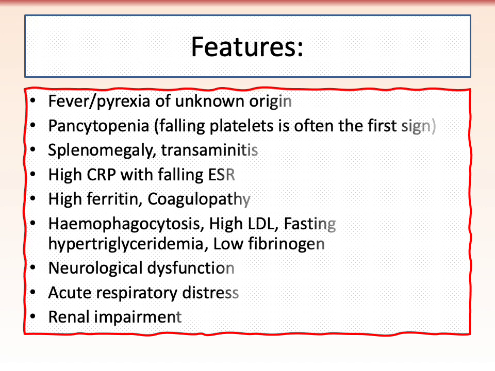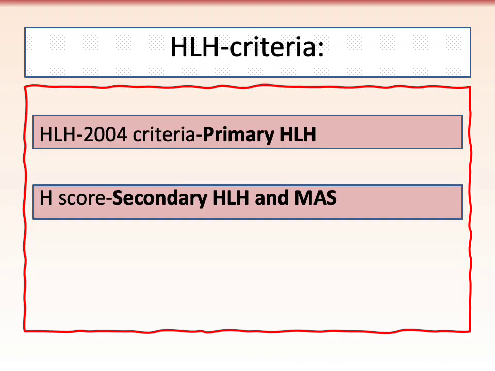Features include fever, pancytopenia, splenomegaly, transaminitis, raised inflammatory markers such as CRP, high ferritin, hemophagocytosis, and bone marrow biopsy with high LDL and fasting triglyceridemia and low fibrinogen level. It may be associated with neurological dysfunction, acute respiratory distress, or renal impairment. Two criteria are used for classification of HLH. HLH 2004 criteria is used mainly for primary HLH, and H-score is mainly used for secondary HLH and macrophage activation syndrome.